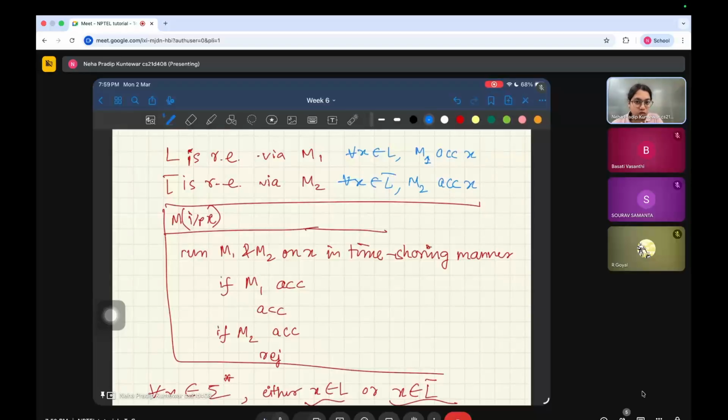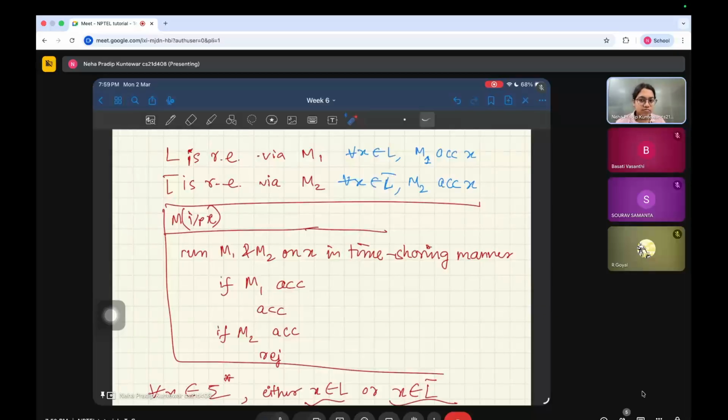So are these two things clear? Yes, ma'am. Clear. Okay, so therefore we are sure that either this or this will happen. If this happens, then you accept. If this happens, then you reject. That means for every string, you are either accepting or rejecting.